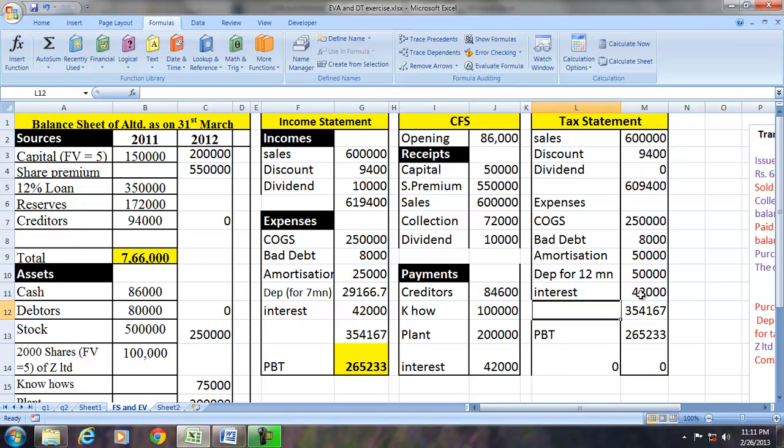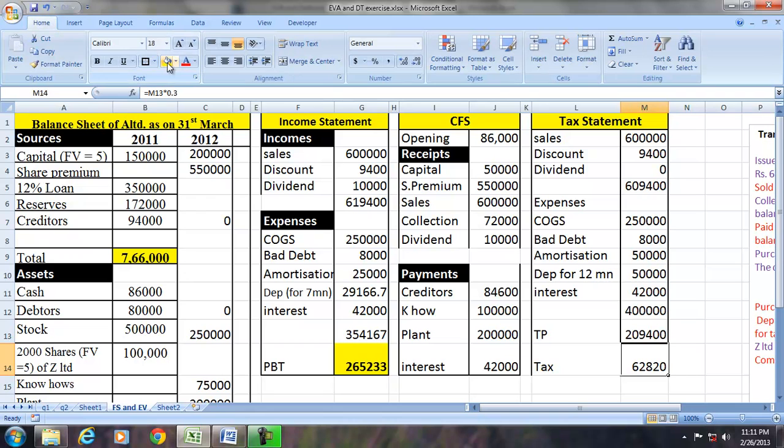Interest is same, so therefore the total allowable expenses for the purpose of tax calculation is 409. So the taxable income is 609,000 minus 400,000. So the taxable income is equal to 209. Then we'll say tax is equal to 0.30. So tax is 62,820.